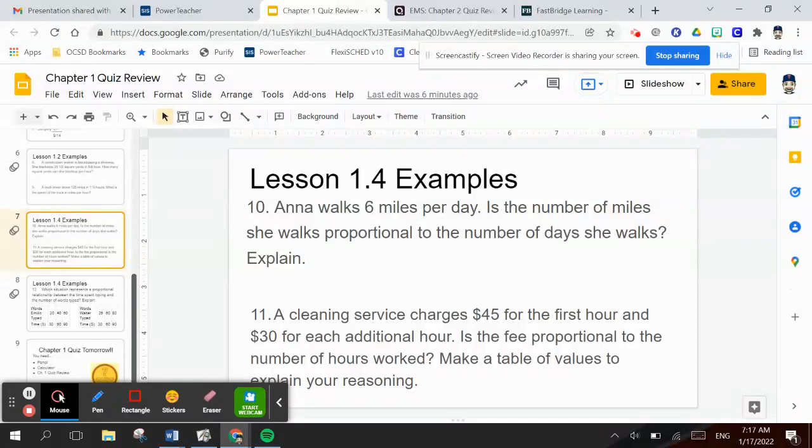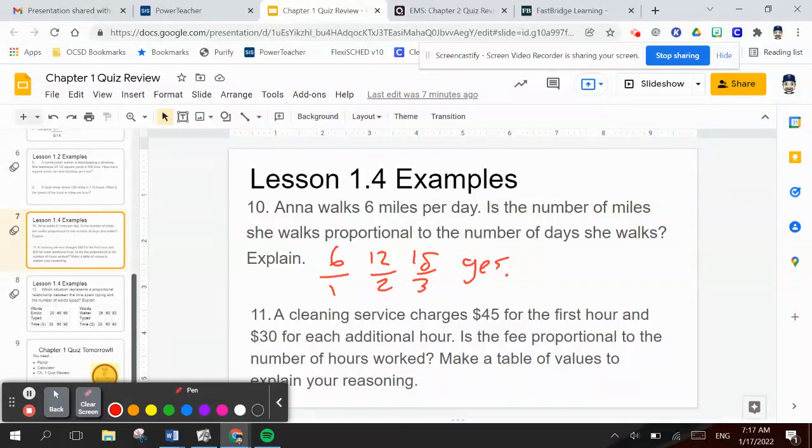Number 10 says Anna walks 6 miles per day. Is the number of miles she walks proportional to the number of days she walks? So if she walks 6 miles per day, on day 2, she would walk 12 miles. Day 3, she would have walked a total of 18. Is this proportional? Why, yes, it is. Because you're always adding 6 each time.